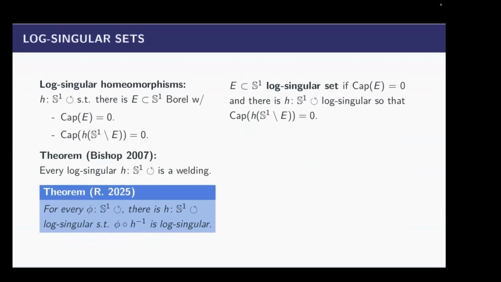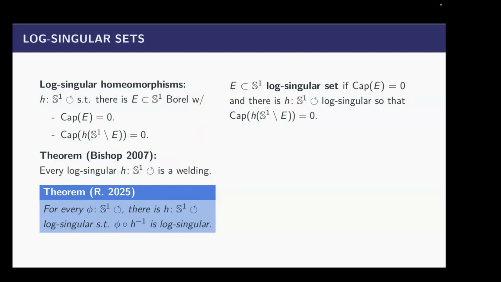And the key tool that I introduced in my paper are called log singular sets. Log singular sets are the sets so that there is a log singular homeomorphism so that this condition holds. So E is a log singular set if it has capacity zero, and there is a log singular homeomorphism so that the complement goes to capacity zero under this homeomorphism.